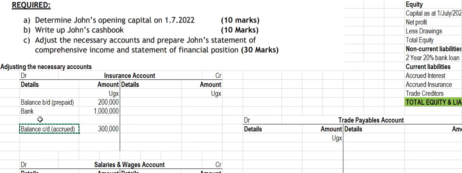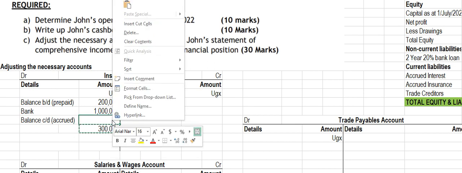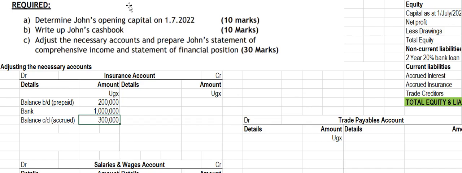So this is the insurance account. This is insurance accrued at the end of the year, so that balance will appear on the debit side of the insurance account, not on the credit, because it's a closing balance, so it will appear on the credit side.